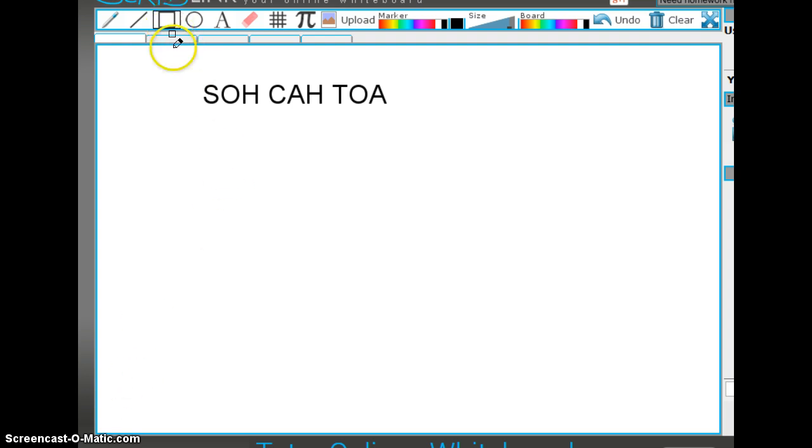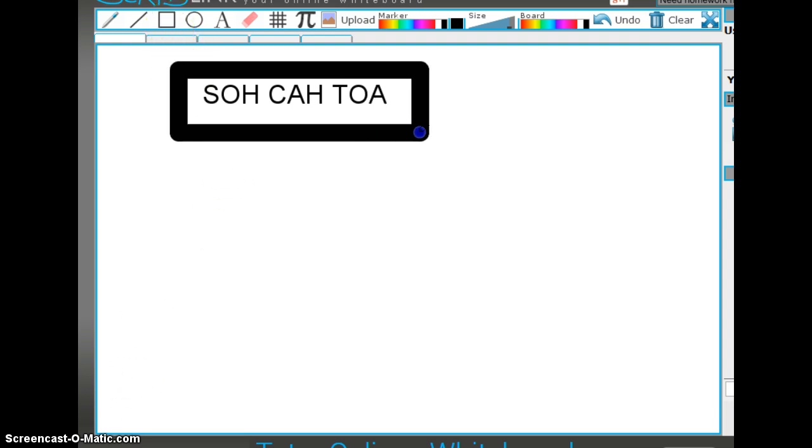This is an acronym, and it's supposed to stand for an American Indian princess called SOHCAHTOA. It's just imaginary. Sine equals opposite over hypotenuse, cosine equals adjacent over hypotenuse, tangent equals opposite over adjacent. This only works for right triangles.